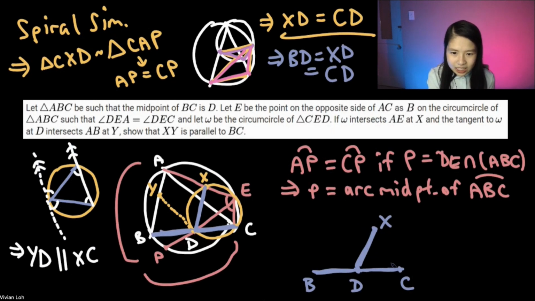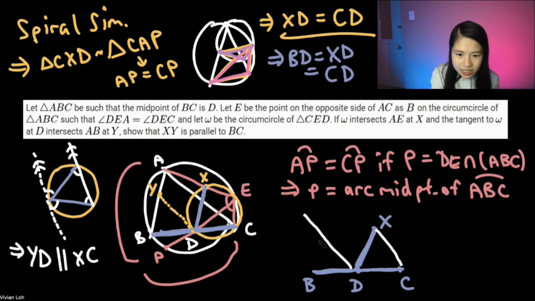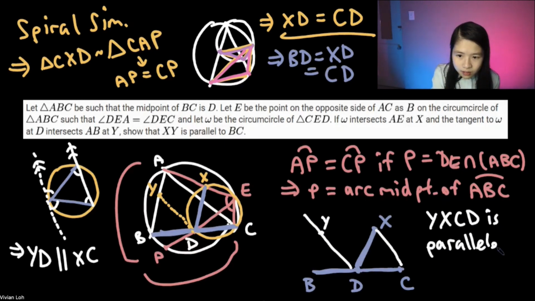So, going back to this little diagram here, we have this line that Y lies on, and we want to show that XY is parallel to BC, which would basically just be the same as showing that Y is the point that forms a parallelogram with X, D, and C. So we kind of want to show that YXCD is a parallelogram. Okay, so let's see how we can do this.